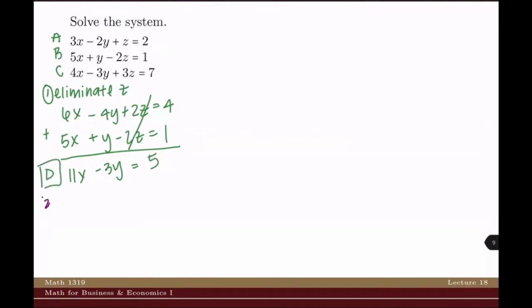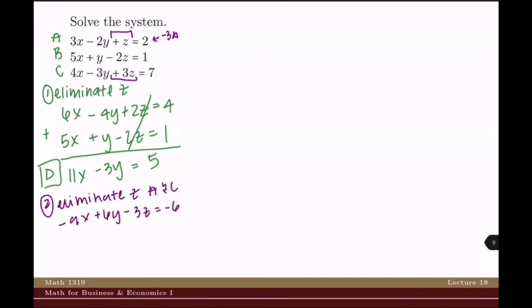The next step is going to be, we need another equation in 2 variables. So we're going to eliminate Z again from equations A and C. And to do that, we're going to multiply by -3 times our equation A, because that would make this Z -3Z, and it would cancel out with +3Z. So now we'll have -9x plus 6y minus 3z equals -6.